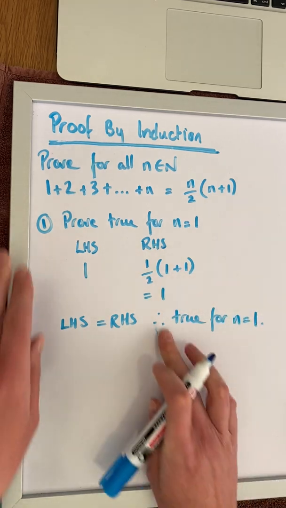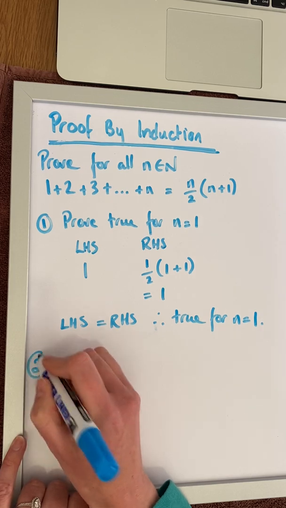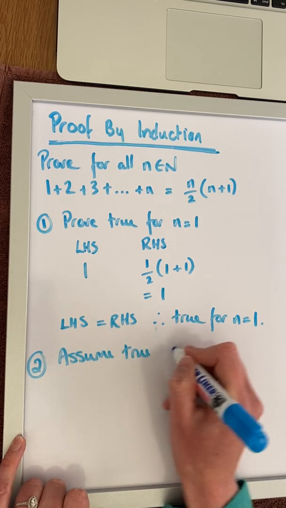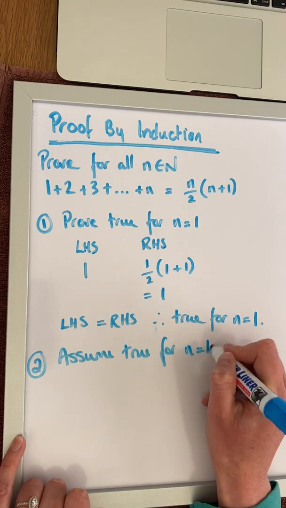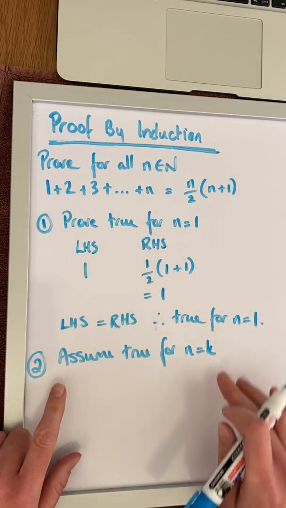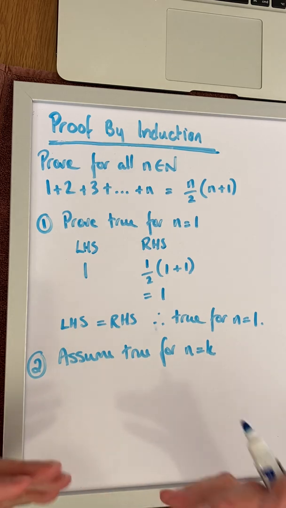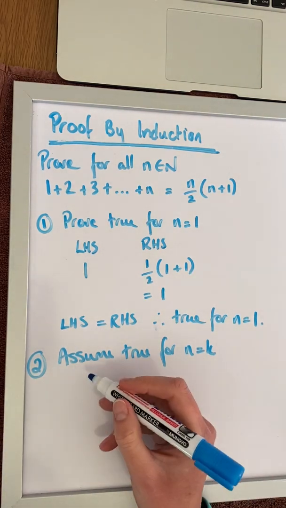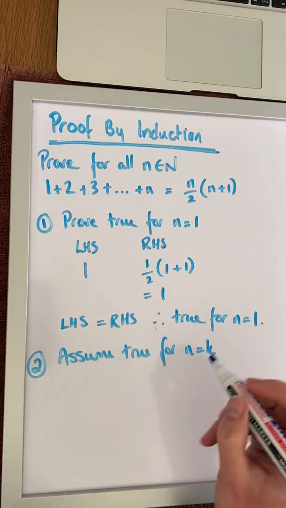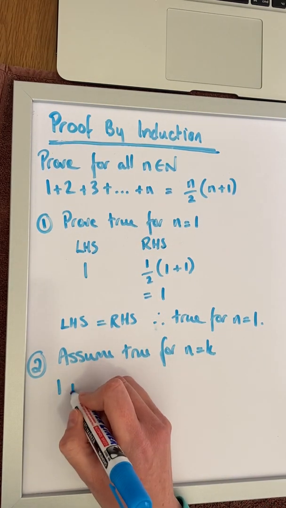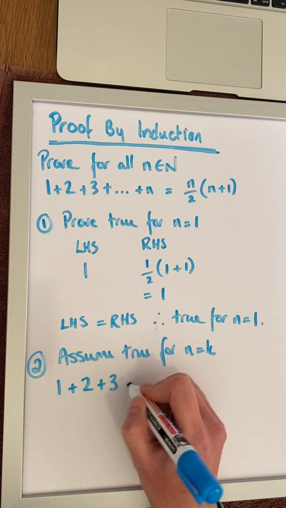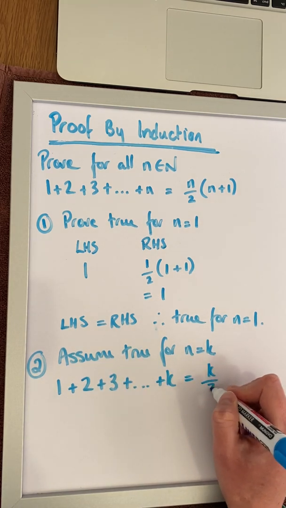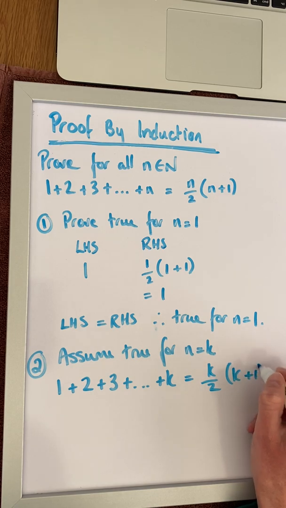That's your first step. Step 2, we assume true for n equals k. Now you actually have to write these steps out as well when you're doing your proof by induction. A proof is a list of steps and you have to write each step out in full. So we assume true for n equals k. So that means that the first k natural numbers, so 1 plus 2 plus 3 plus all the way up to plus k, is going to equal k over 2 times by k plus 1.